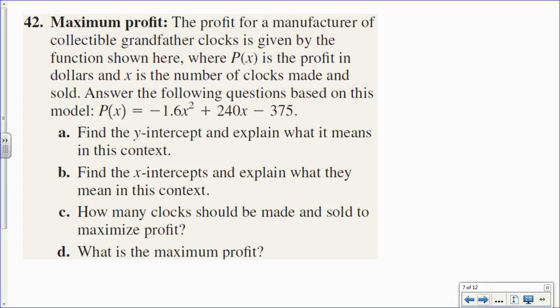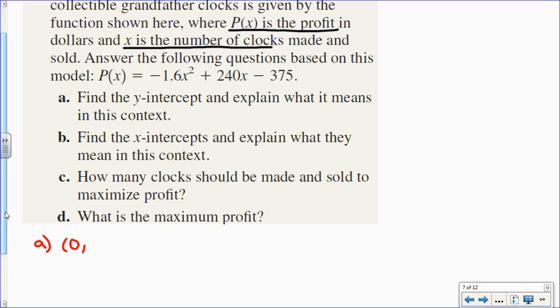Whenever you do a word problem, you need to know what your variables represent. So x is the number of clocks, and p of x is the profit. Part A, find the y-intercept and explain what it means in this context. The y-intercept means I plug in 0 for x. When it's in standard form, it's just your c value because the first two terms would be 0. So your y-intercept is 0, negative 375.